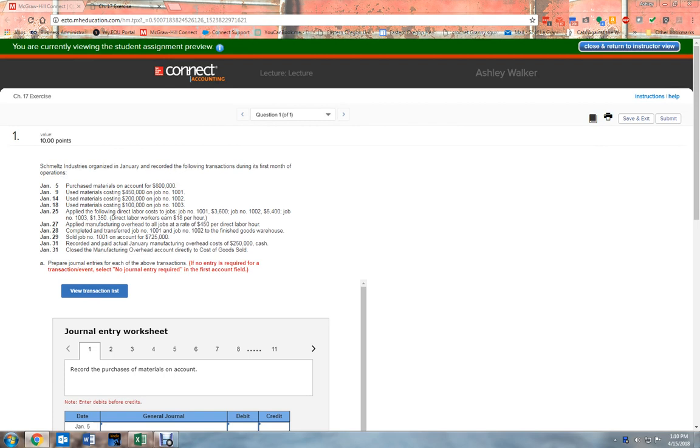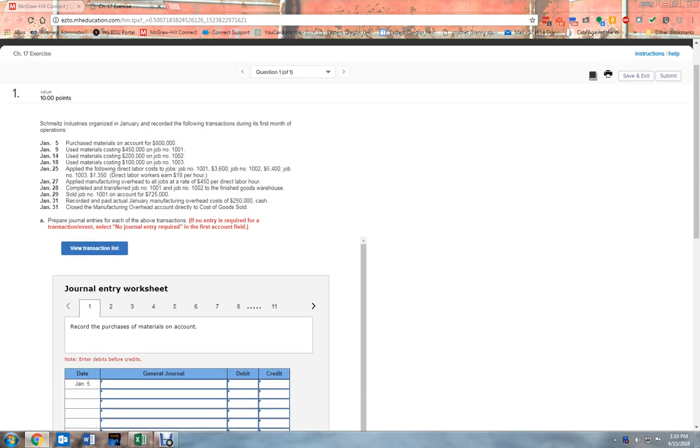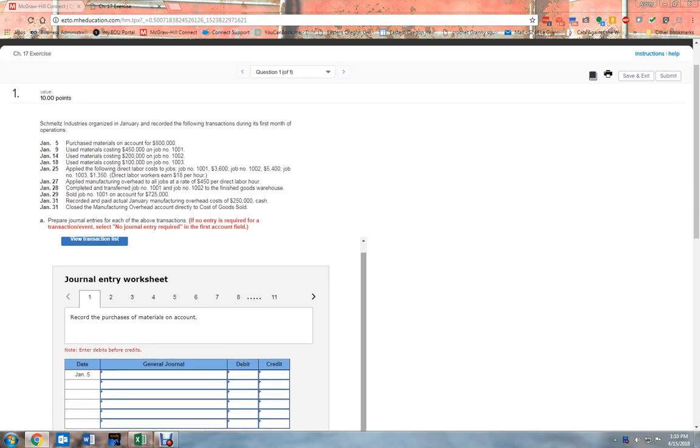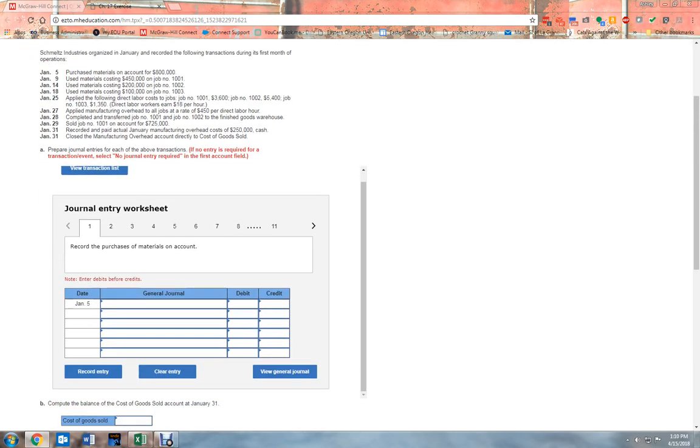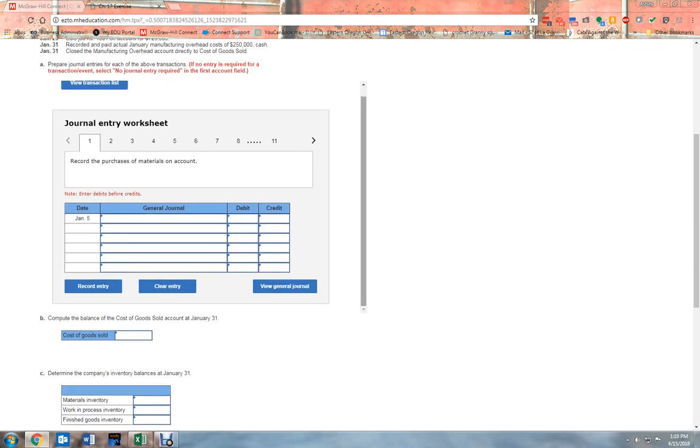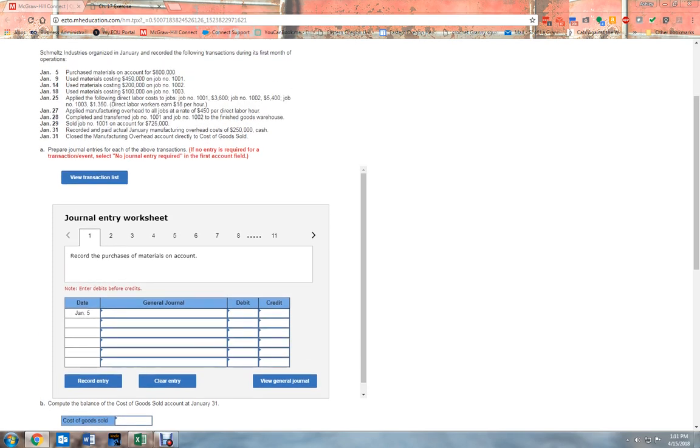First we have some transactions we're going to need to do journal entries for, January 5th through the 31st, so we'll go through those. Then we need to compute the balance in the cost of goods sold account at January 31, determine the company's inventory balances, and figure out what our overhead looked like. Was it over-applied or under-applied? Because remember, it's very hard to get on the dollar with your overhead. There's an art and a science to it, and frankly, it's difficult to do.